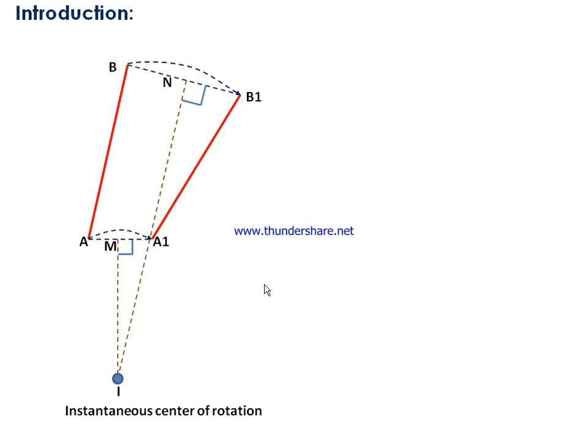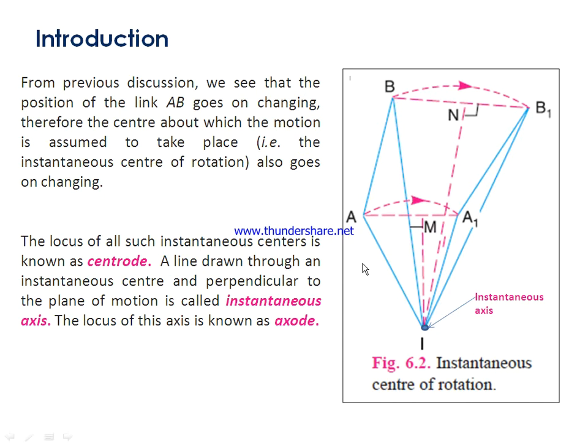Instant means at this moment. Next moment this center position may change. It is different. But for this moment, for this instant, this is the instantaneous center. For some other position of the link, the I position may be somewhere here. That is why it is called the instantaneous center of rotation of the link.